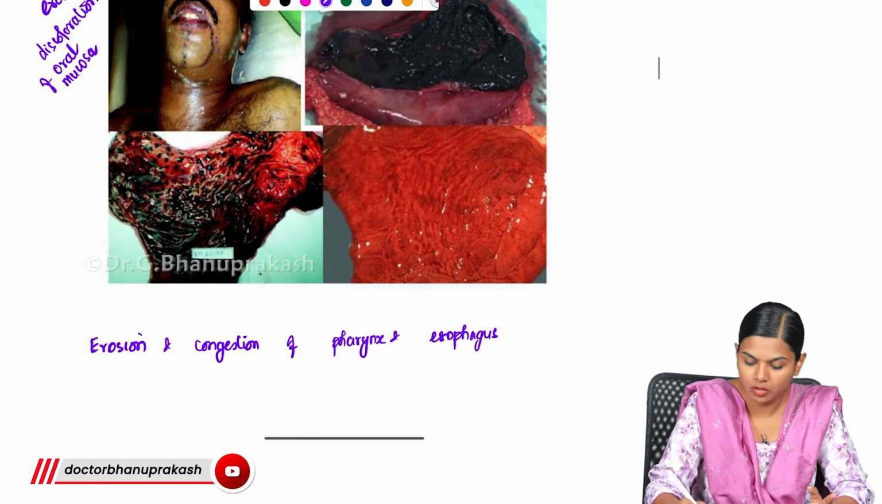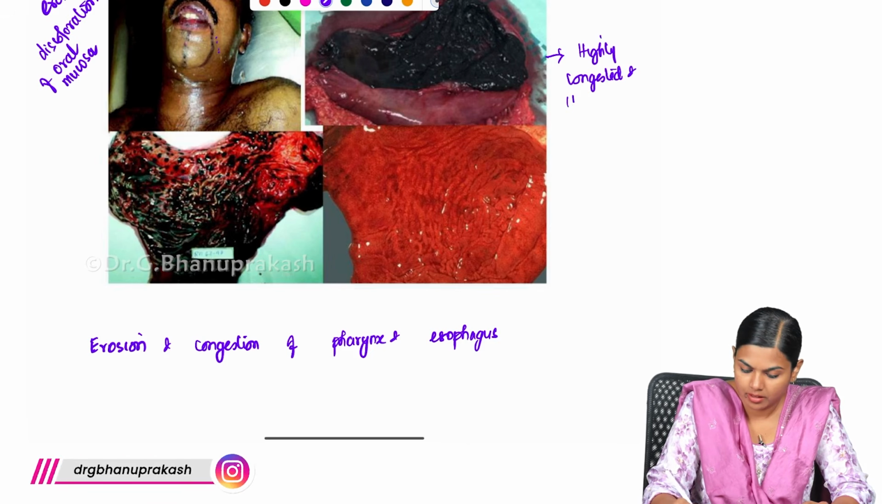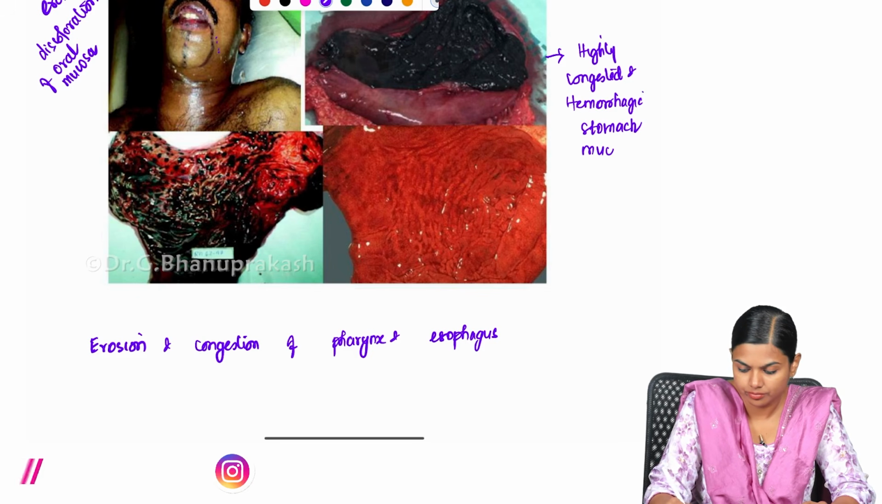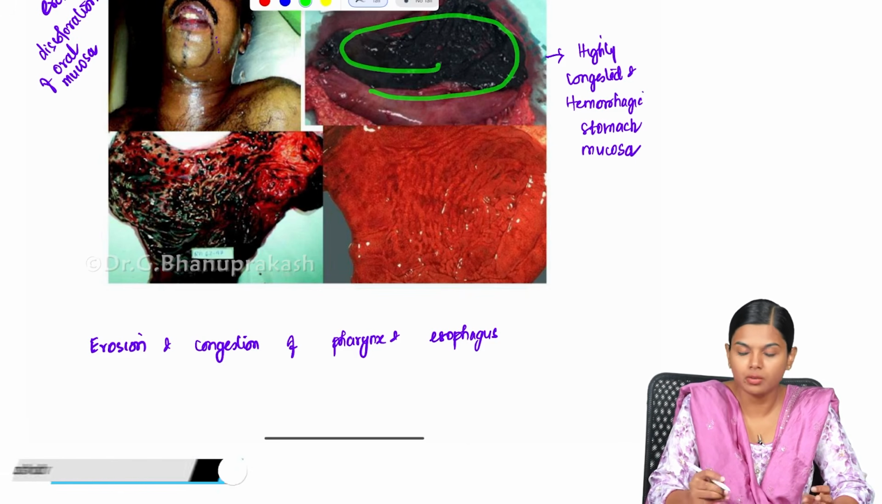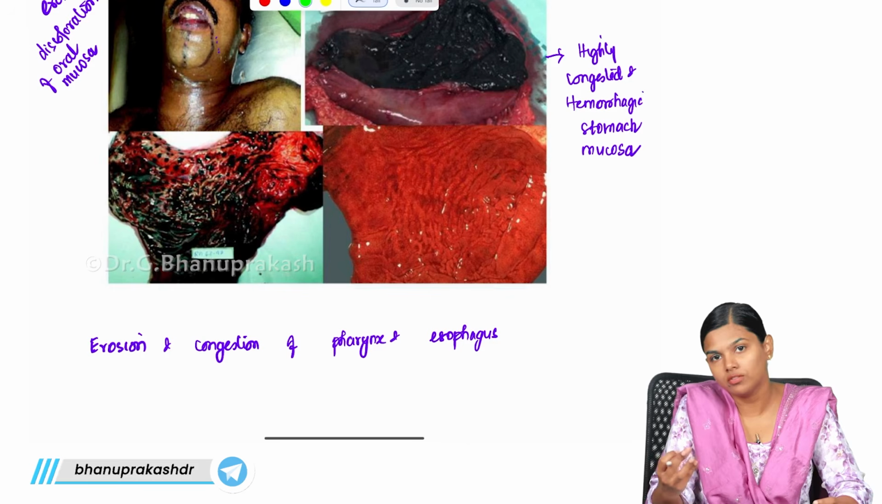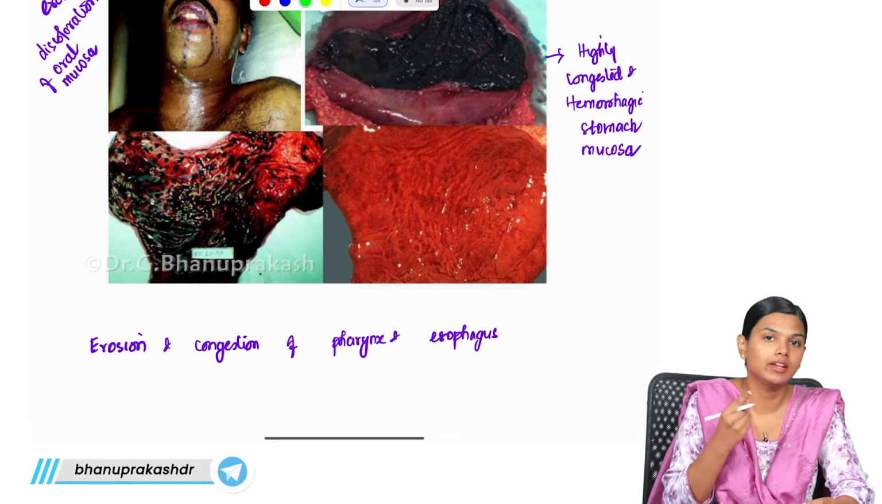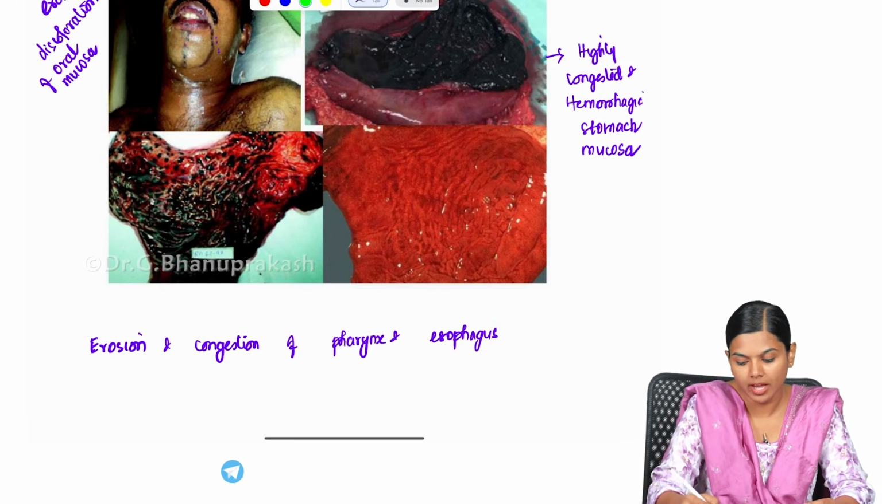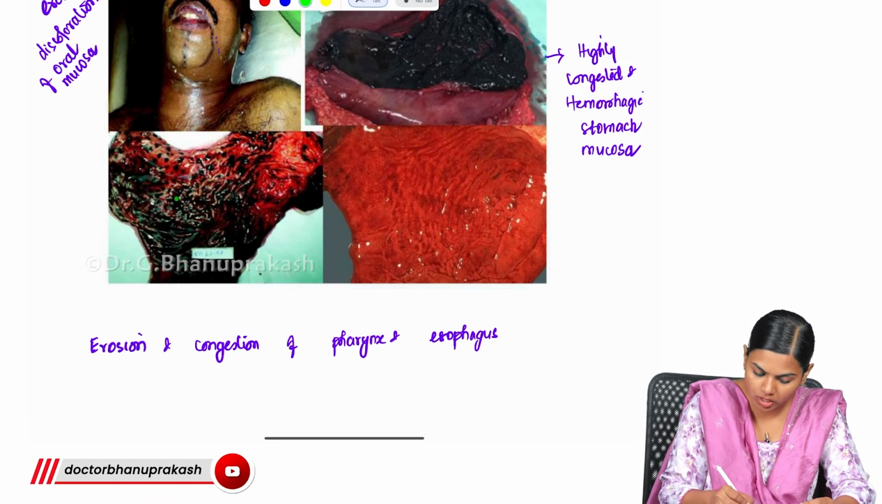And the next thing that you can see, if it is a really concentrated acid like sulphuric acid, is a highly congested and hemorrhagic stomach mucosa. So this is how it will look. When you open the stomach, you will see hematoma because of the hemorrhage. Because of the corrosive nature, all the blood vessels in the stomach mucosa will start leaking blood. So the blood will accumulate and sometimes you will see a frank hematoma, or you will see the streaks of hemorrhage.